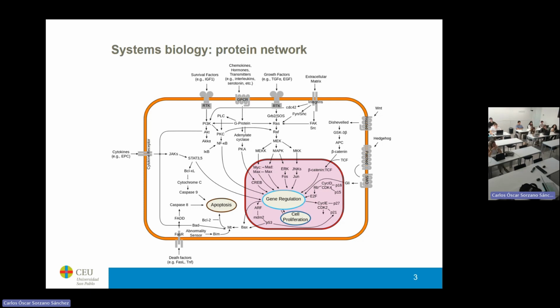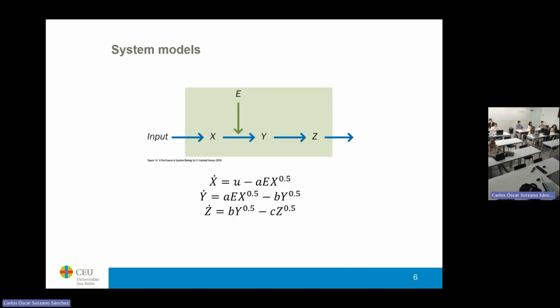There is an external input, and this external input acts on some molecules and information is transferred. So this would be the input, and the first molecule detecting it is X, and then it transfers the information to Y, and then it transfers the information to Z. And there is an enzyme E here that is also acting on some of the reactions.